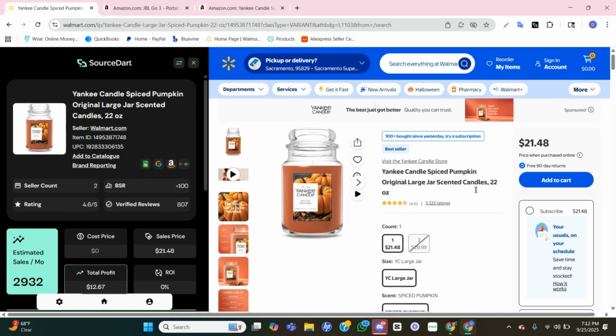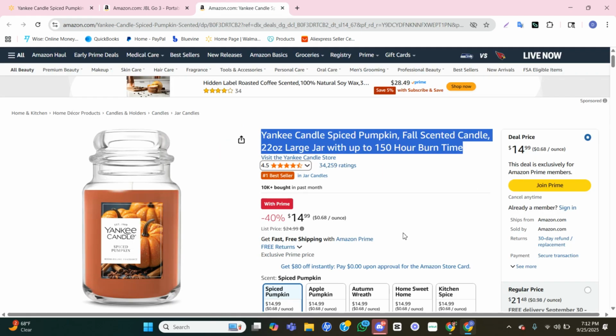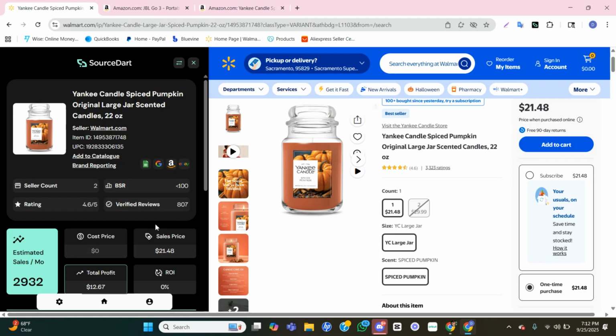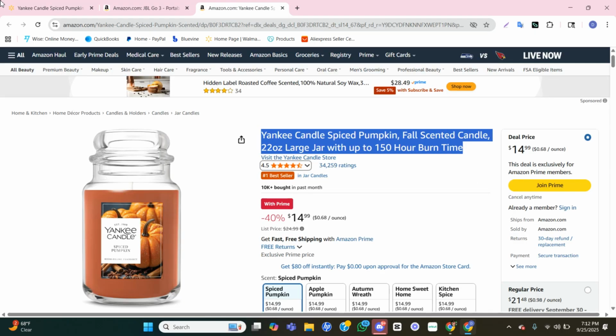They are selling this 22 ounce for $21.48. How much are they selling it for on Amazon? 14.99. Let's see if this is a good product that we can sell. The cost price of this is 14.99.